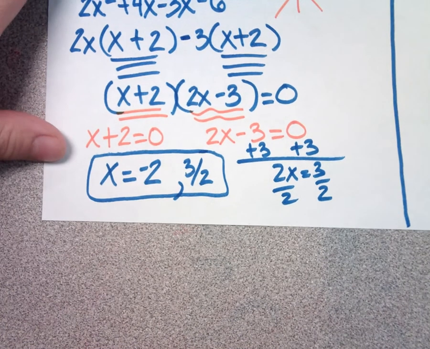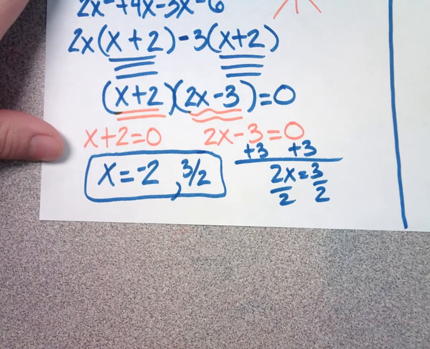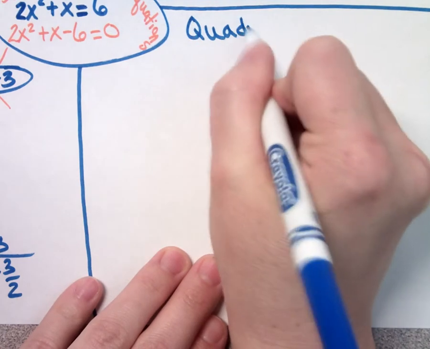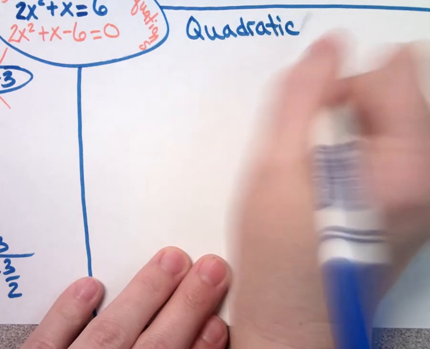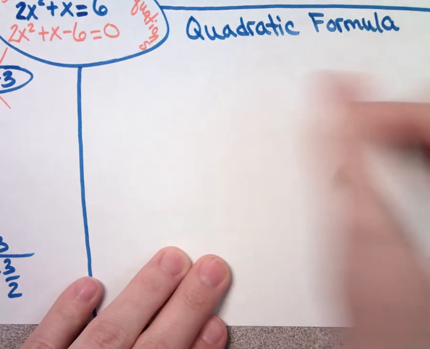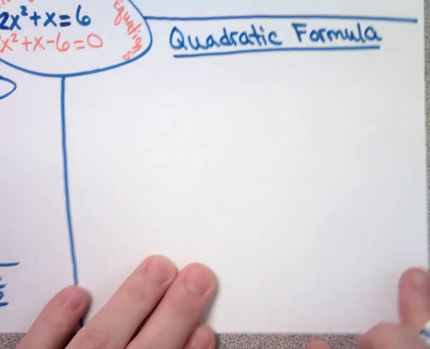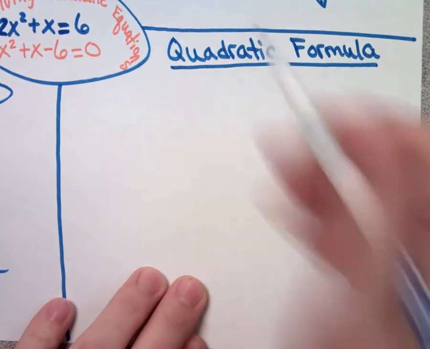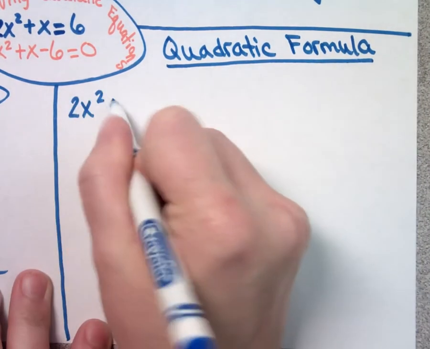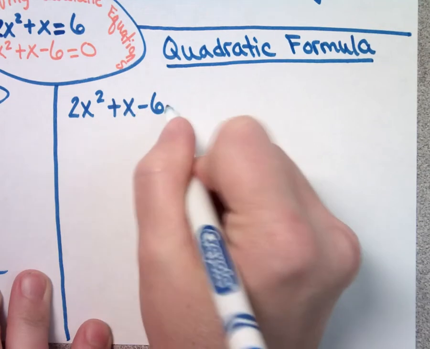Okay, so now that leaves us with the quadratic formula. Okay, so quadratic formula. And I'm going to go ahead and use the same problem. 2x squared plus x minus 6 equals 0.